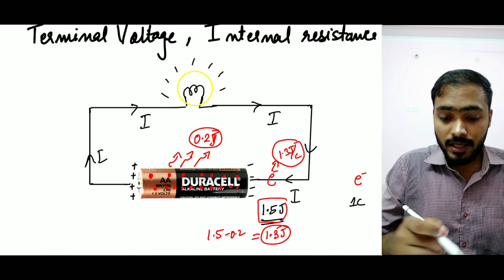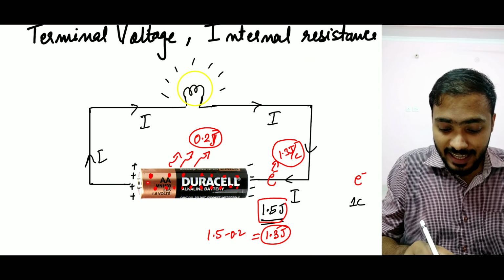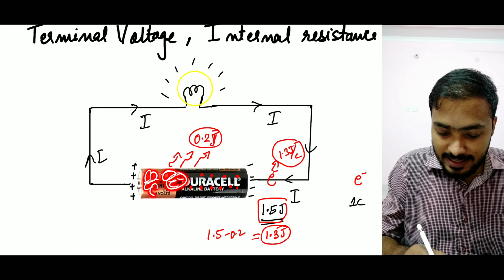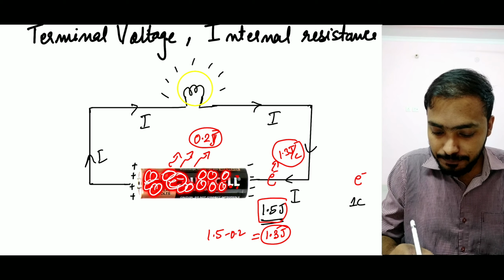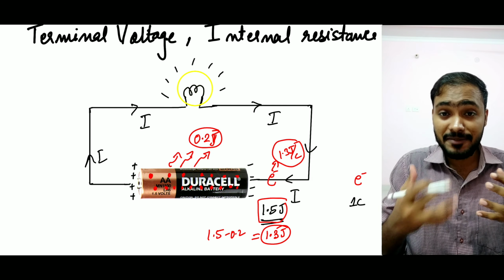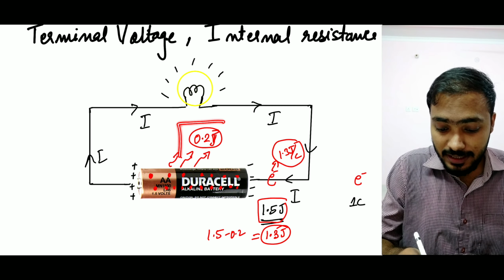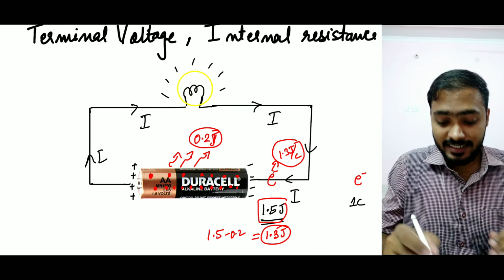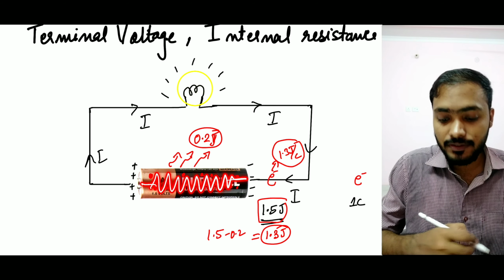Right? Okay, now internal resistance. Can you understand, as the electron was flowing here, there was resistance by the material of the battery. Because of the material of the battery, there was some resistance in the flow of electrons. Because of that resistance, what happened? The energy is released in the form of heat, right? So that resistance is what we call the internal resistance of a battery.